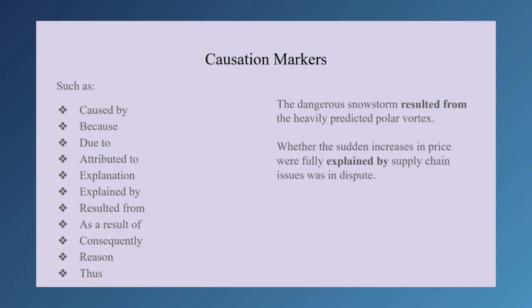Whether the sudden increases in price were fully explained by supply chain issues was in dispute. So this one is questioning a cause and effect relationship, whereby the cause is the supply chain issues and the effect being questioned is the sudden increases in price. Anytime a cause and effect relationship comes up on a GMAT verbal question, it's very important to understand what is or is not said to cause something else.